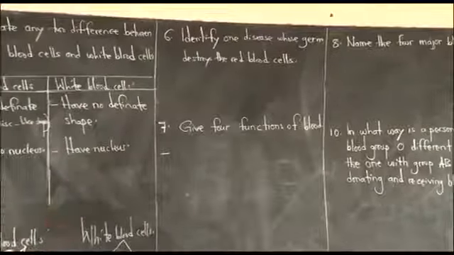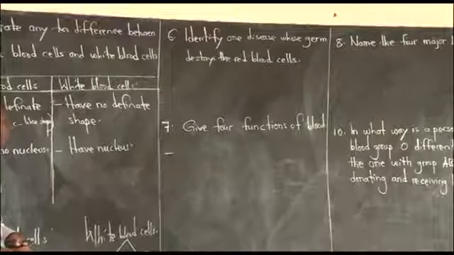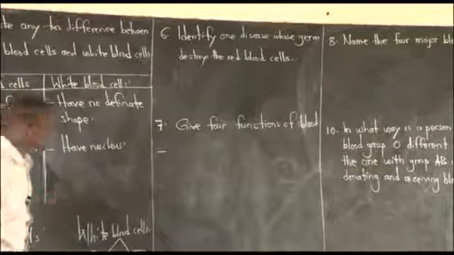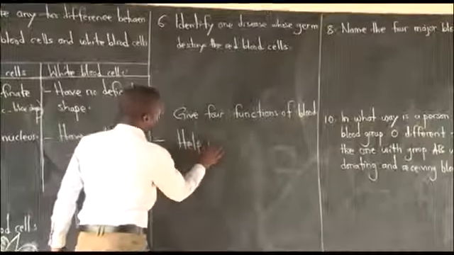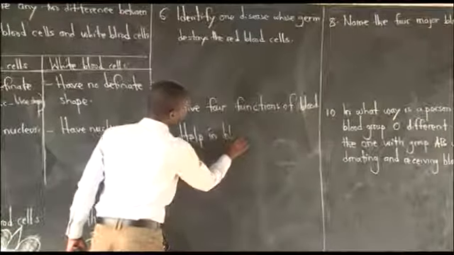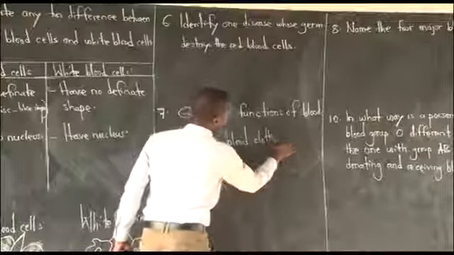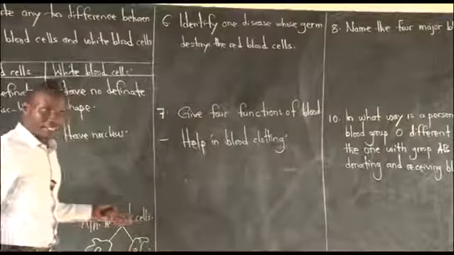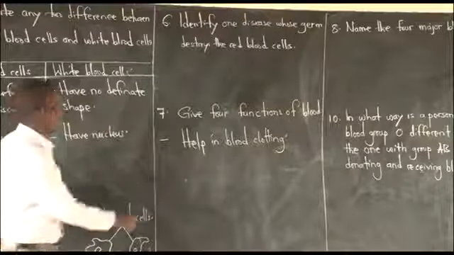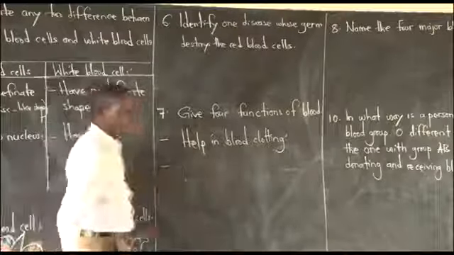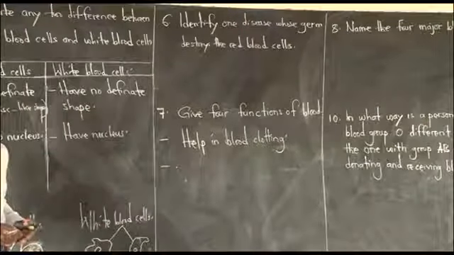We can talk of, say, help in blood clotting. You can say, blood helps in blood clotting. This is by the help of blood platelets. Or one can simply say blood platelets help in blood clotting. Then check, blood transports oxygen with the help of red blood cells.